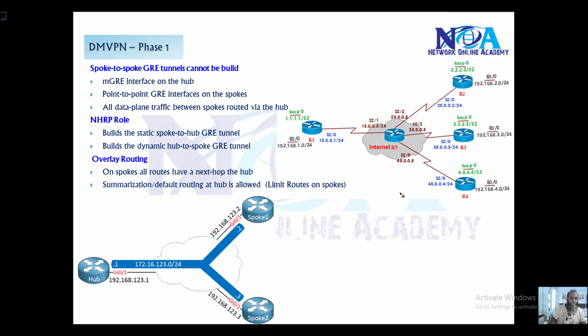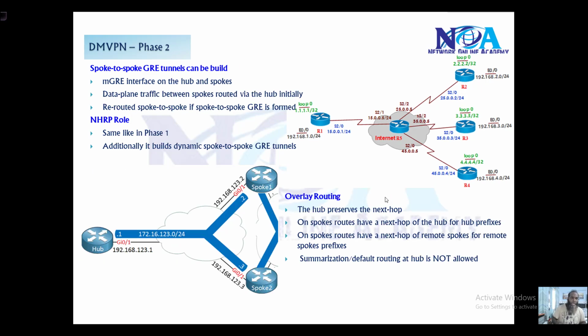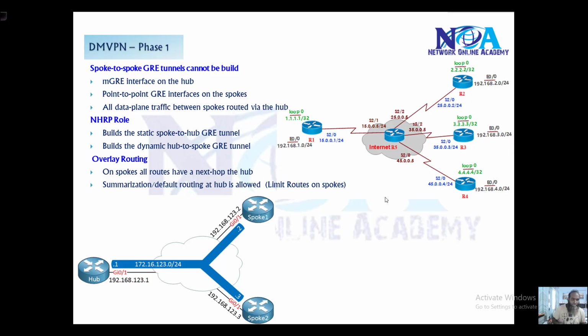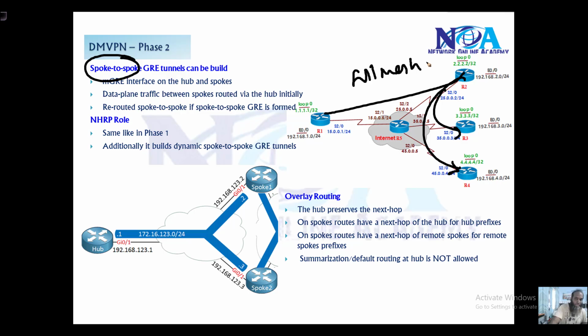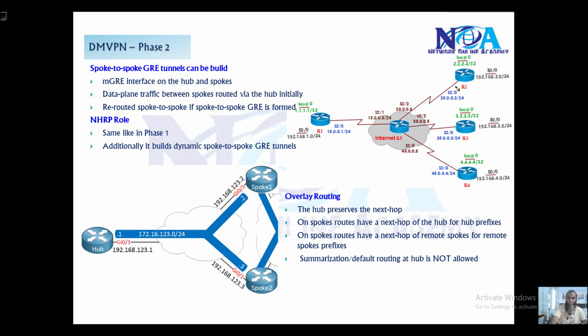So that is one of the advantages we get in phase 1, but you don't have spoke to spoke tunnels established in phase 1. So if you want to establish spoke to spoke tunnels, you will be going with phase 2. In phase 2 we'll have spoke to spoke tunnels, which means the tunnels are like full mesh from every spoke to other spokes as well as to the hub. So the data plane traffic may go spoke to spoke directly, but initially the traffic flows from the hub, later on it will fall back to directly spoke to spoke.